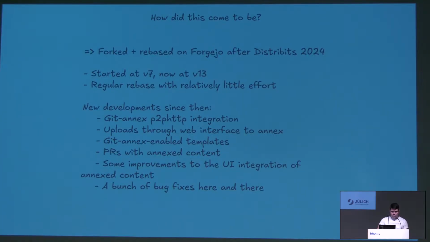Of course, there were also new additions to Forgejo-aneksajo since then. So one thing that Joey didn't mention in this talk with regard to new git-annex features is P2P HTTP, which I think is very cool. I'm going to go into more detail later. We have uploads to the web interface now. We have just merged on Monday, because I was procrastinating on preparing these slides, git-annex enabled templates. PRs with annex content now work, and then there were some general improvements to the UI integration, a bunch of bug fixes, that sort of thing.